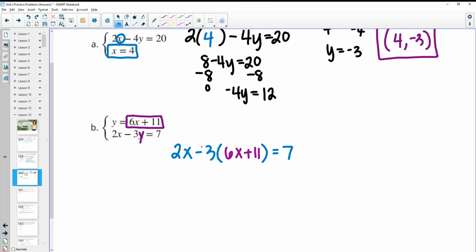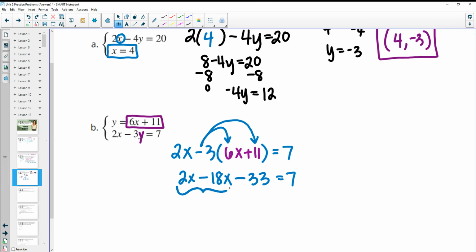Now don't make the same mistake Lynn made. We've got this negative 3. So we're going to have 2x. Negative 3 times 6x is negative 18x. And then negative 3 times 11 is negative 33. And then this equals 7.